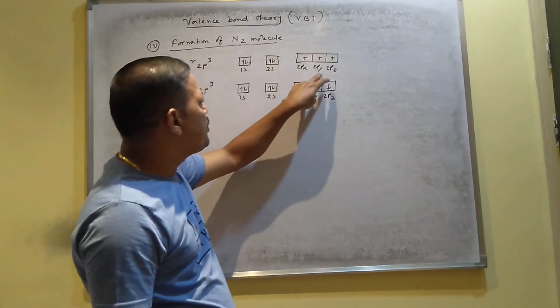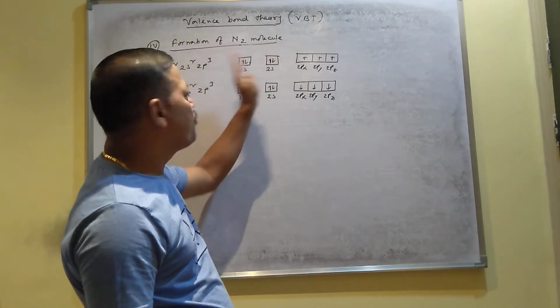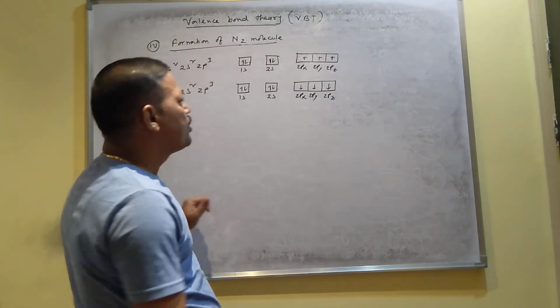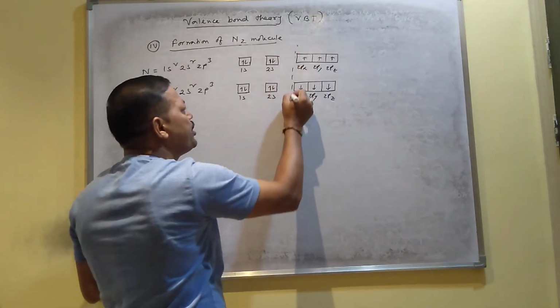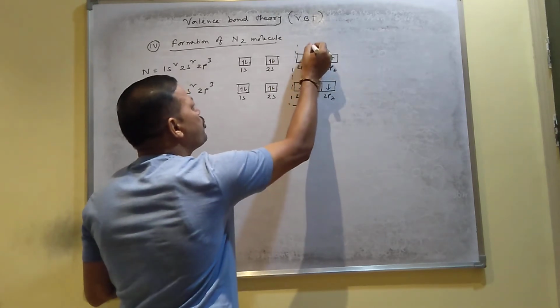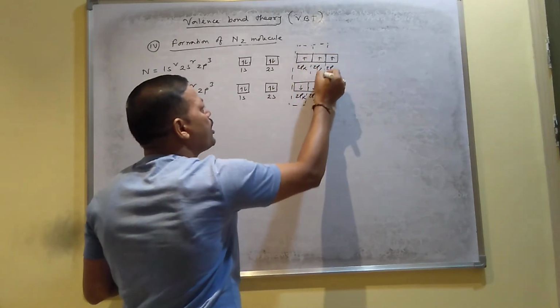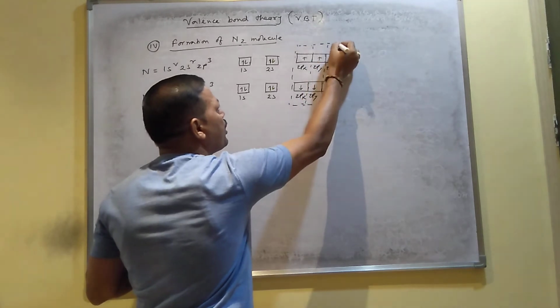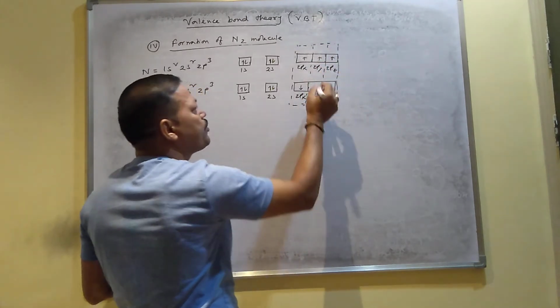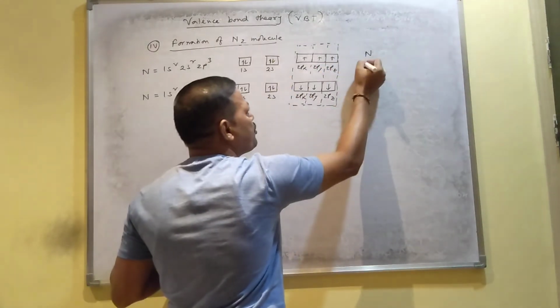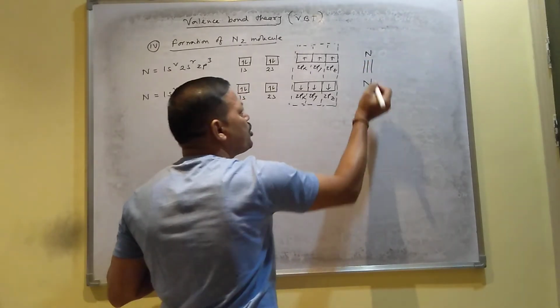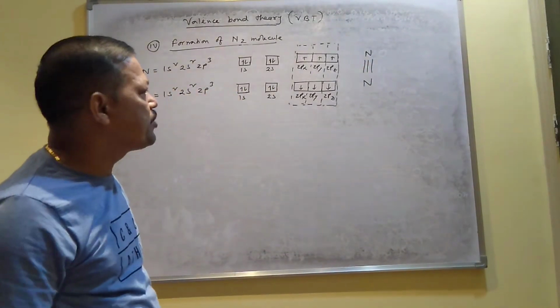So the three p orbitals are half filled. These two are full, that's why they do not undergo overlap. So this 2px overlaps with this 2px, it produces one bond. This 2py overlaps with this 2py, it produces another bond, and the 2pz overlaps with 2pz, they produce another bond. Between nitrogen and nitrogen, you will get a triple bond, and that's why nitrogen always has a triple bond.